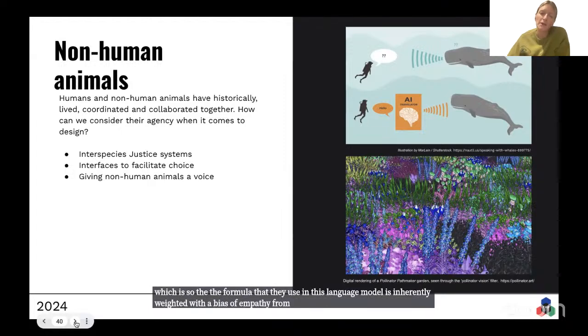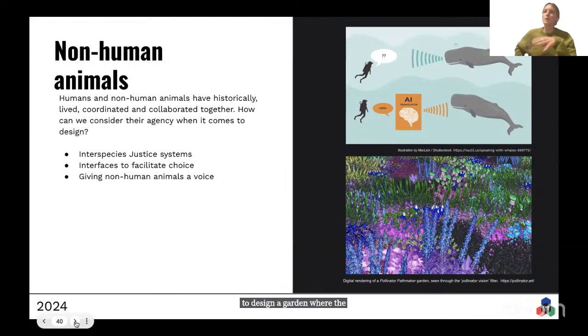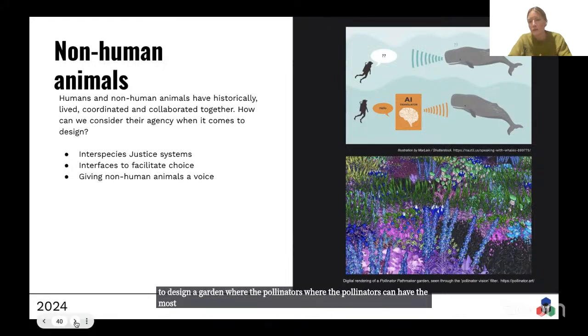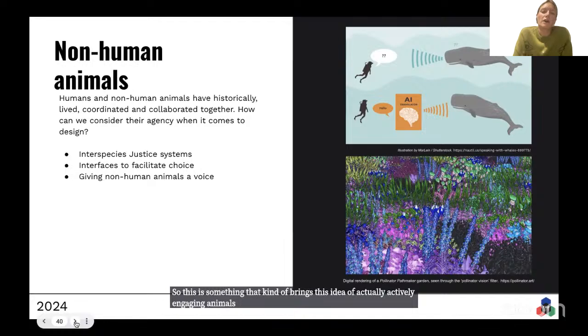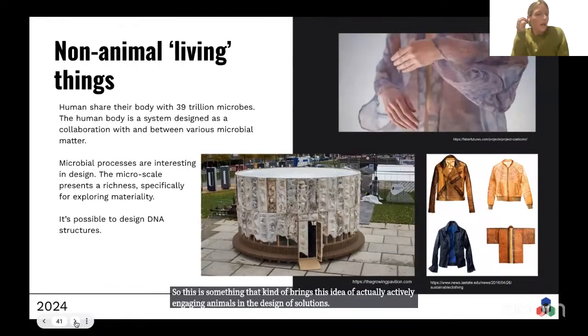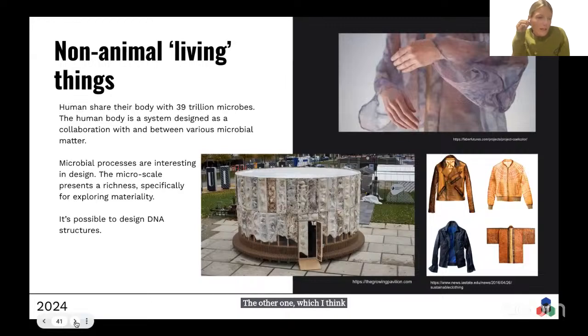So it basically will create the best possible outcome for the most pollinators, so that is bees, etc., to design a garden where the pollinators can have the most benefit. So if you go onto the website, it's absolutely enchanting. It's really interesting, and you can actually be part of designing a garden that benefits pollinators. So this is something that brings this idea of actively engaging animals in the design of solutions.